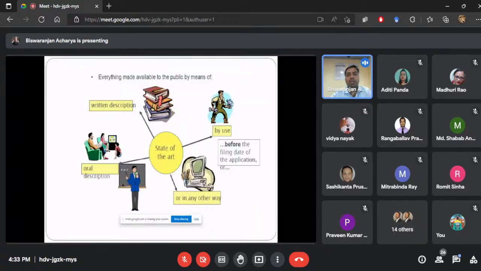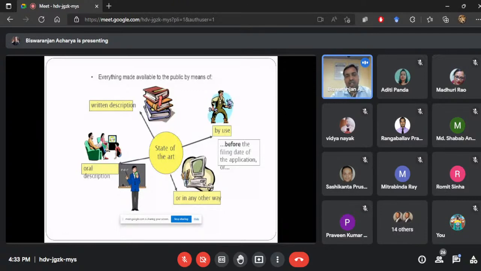Everything made available to the public by means of written description or oral description or in any other way, by use or in use, state of the art, before the filing date of the application. That is the prior art search.